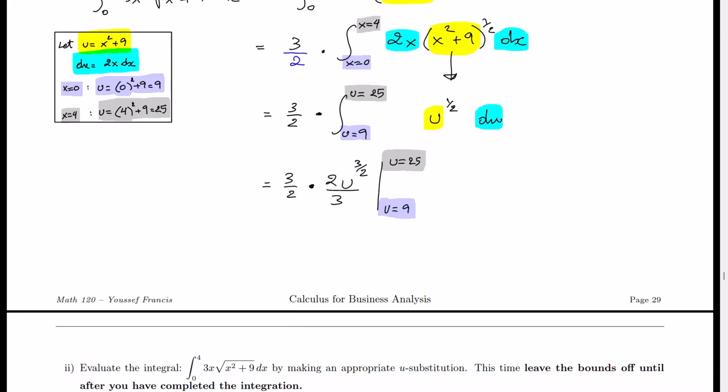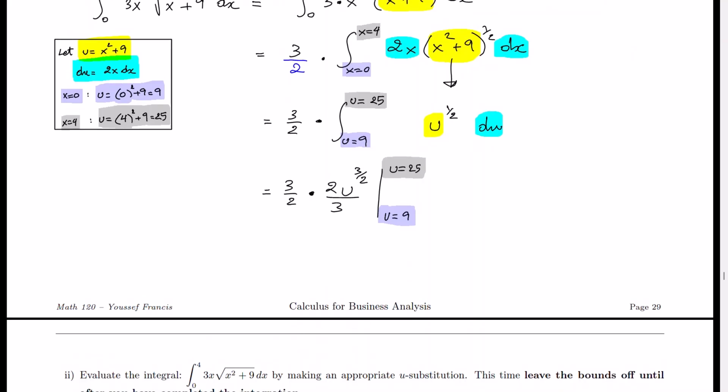And all I have to do now is apply the fundamental theorem of calculus, which says put in the upper bound, put in the lower bound, then subtract them. And by the way, the 2 and 2 are going to cancel out, the 3 and the 3 are going to cancel. Let me do that in a different color so we can see exactly what's canceling what. So first, the 2 here is canceling the 2 there, and also the 3 is canceling the other 3.